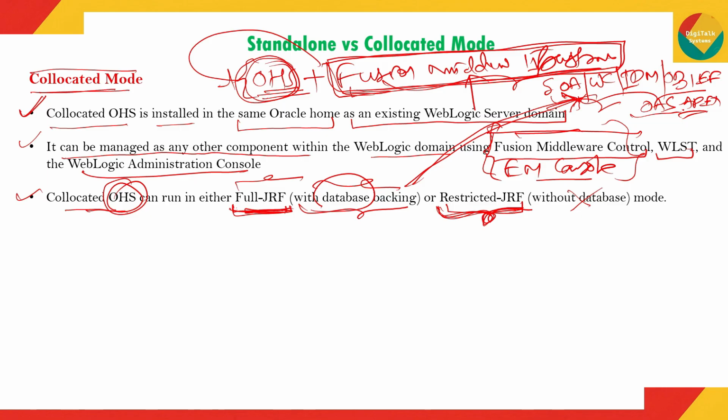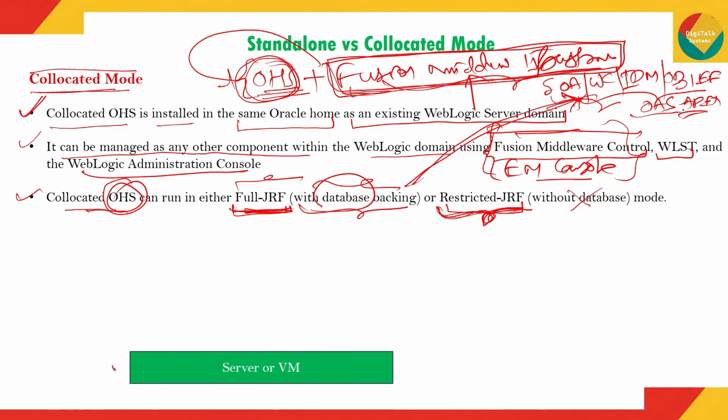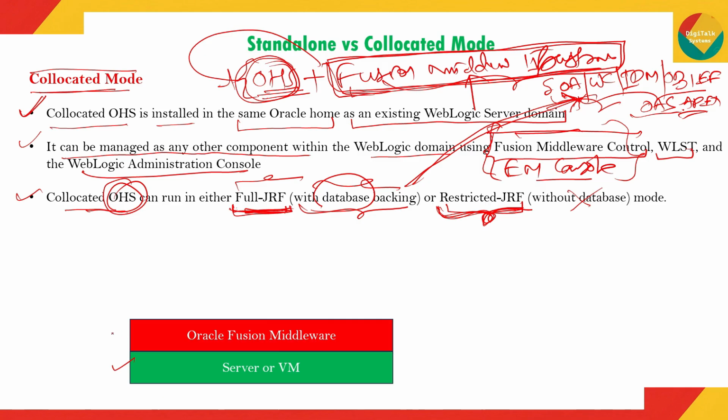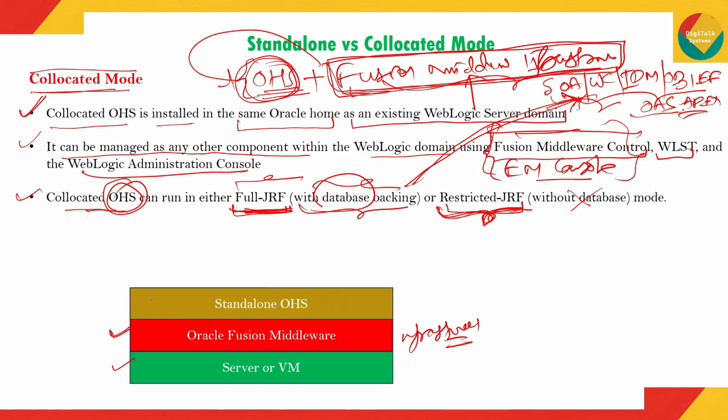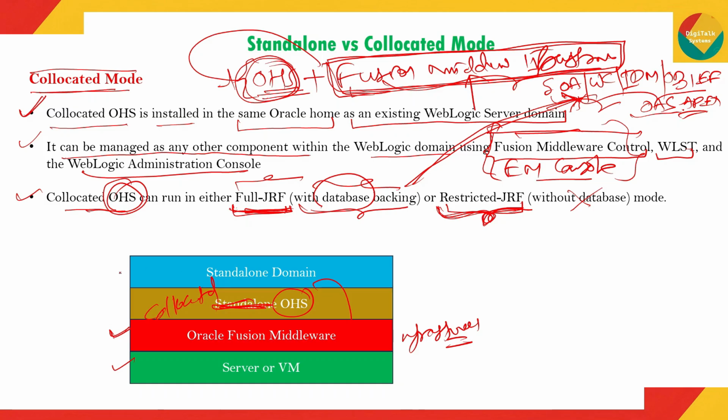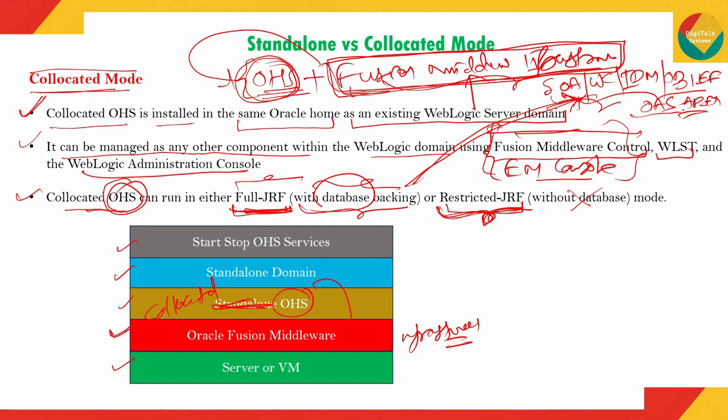Okay. So now how will the architecture be in case of co-located? When we are going for the installation, you will have a server or virtual machines. First you need to install the Oracle Fusion Middleware Infrastructure. This is the Fusion Middleware Infrastructure Installer. Once it has been installed, then we install the co-located OHS, not the standalone, on top of your Fusion Middleware Infrastructure. Then we create the domain, and then we can start some services.